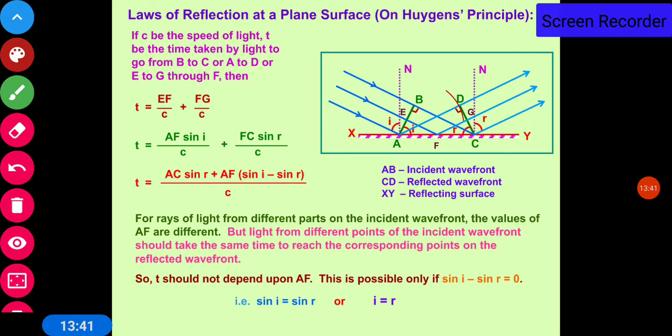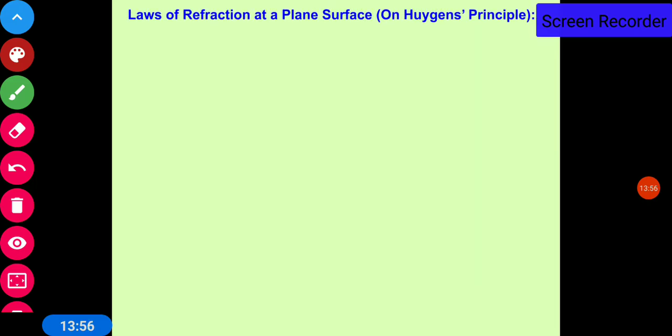According to Snell's law of reflection, the angle of incidence is equal to the angle of reflection. So now we have proved the laws of reflection on the basis of the Huygens principle. Now we will try to prove the laws of refraction at a plane surface using Huygens principle.